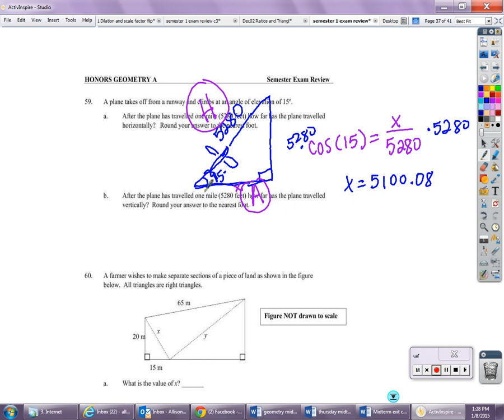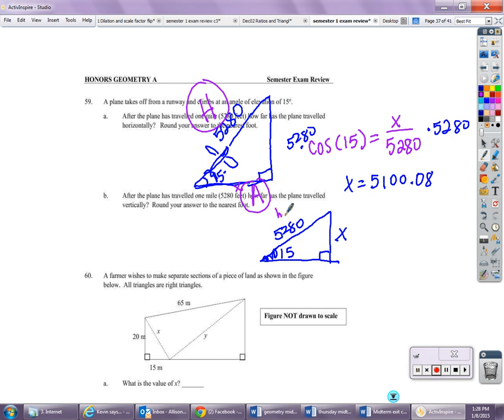Alright, so moving on. Part B. After the plane has traveled 1 mile, so again, it looks like the plane this way has gone 5280 feet at an angle of 15. How far has the plane traveled vertically? So they want to know how high it is in the sky. So I'm going to put my x there.